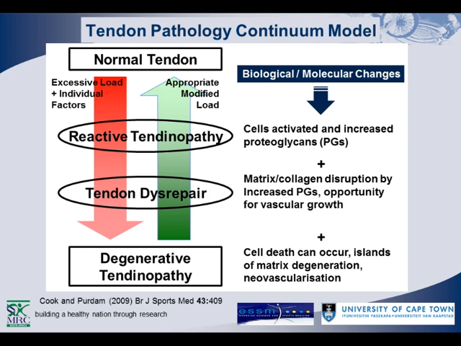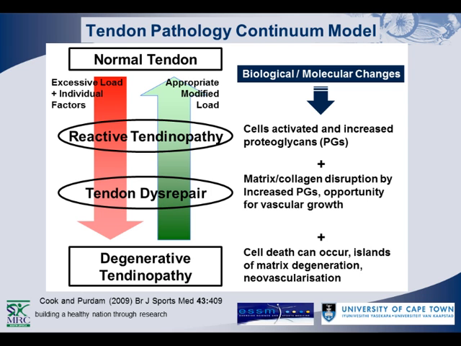And the one model suggests that if you are unable to respond appropriately to a force or a load, eventually you won't be able to repair your collagens, you have an increase in proteoglycans, and there's also an increase in vascular growth, and then the end result will be a degenerative tendon and therefore tendinopathy.